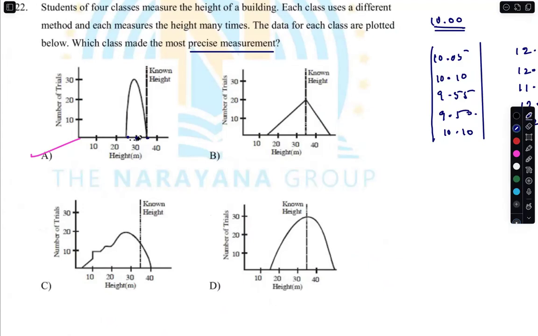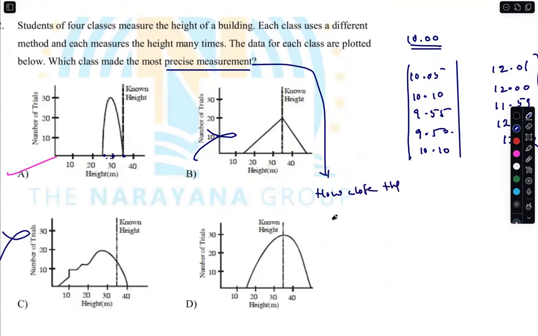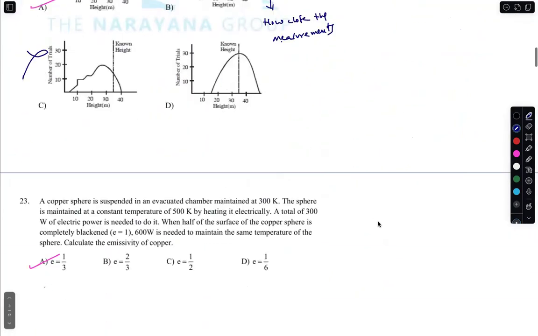Majority of the students measure. See, I don't see any precision in these 2 observations. I see precision in these 2 observations. But out of these 2, more precise is this one. So what is the meaning of precision? How close the measurements are is what we call precision.